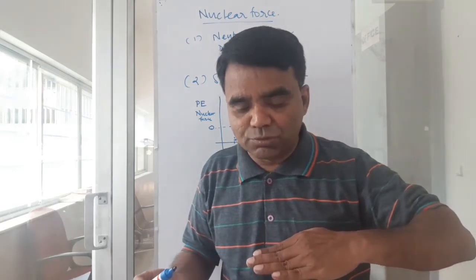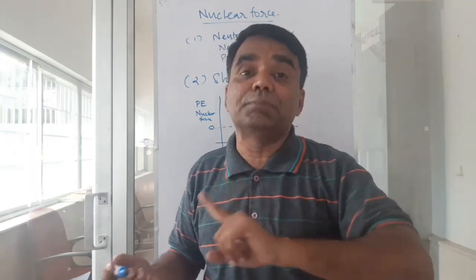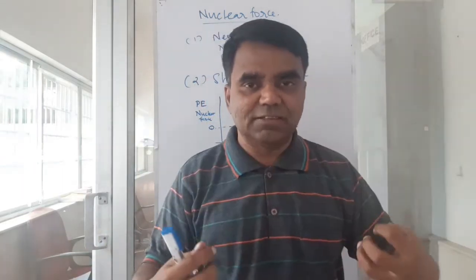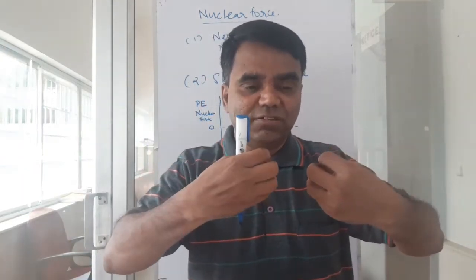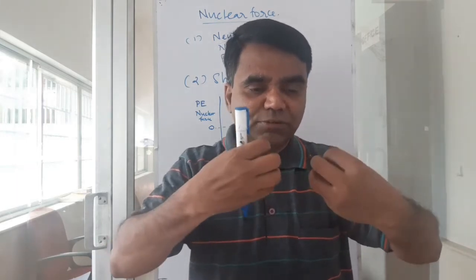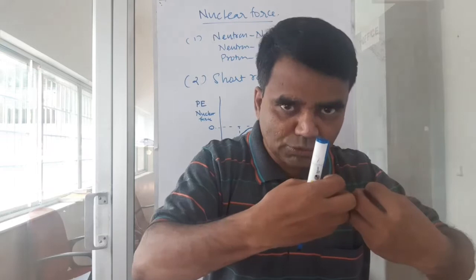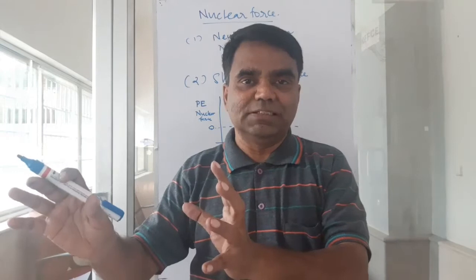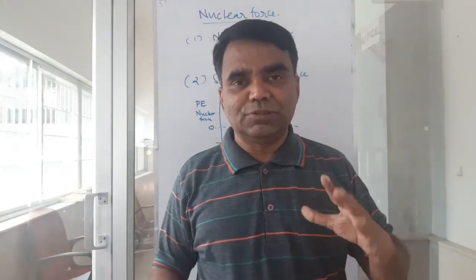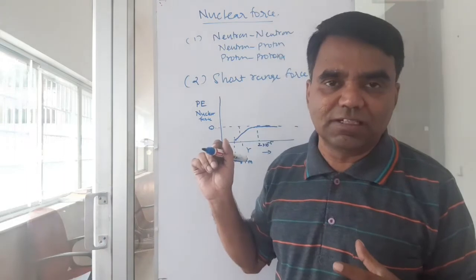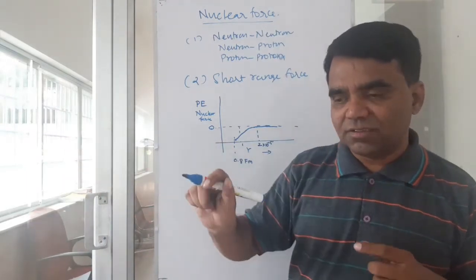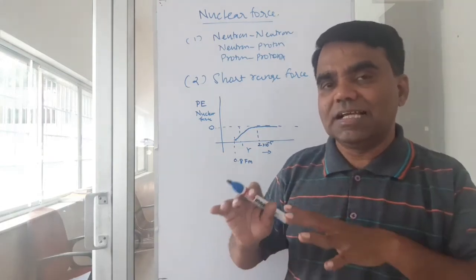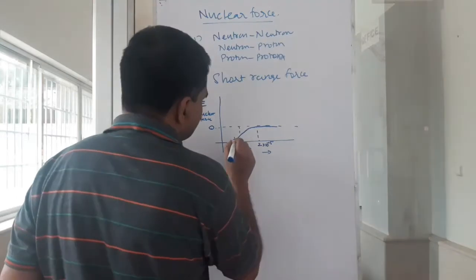Then if you go beyond the 0.8 femtometer, then there is repulsion that is taking place. Just like the bond between atoms. There is attraction that is taking place between the two atoms. But then when the electrons come too close, there is repulsion that is taking place. So something similar is happening at the nuclear level. There is attraction, and beyond 0.8 femtometer, if you want to reduce the distance, then there is repulsion. And as there is repulsion, the potential energy increases.